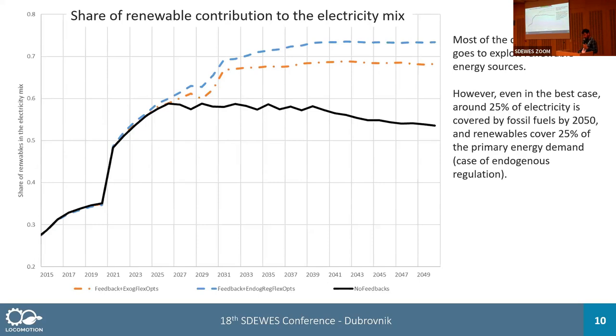But when we introduce these flexibility options, the electricity demand increases, and that generates a stimulation for new power plants. What in terms of the green growth scenario means that we are promoting more and more the renewable energies, especially these two, in the scenario. So we have here the share of renewable contribution to the electricity mix. And in this case, when we introduce those flexibility options, the share increases more than the baseline. However, even with this high promotion of renewables, we have in 2050, 25% of the primary energy demand coming from renewable energy sources.